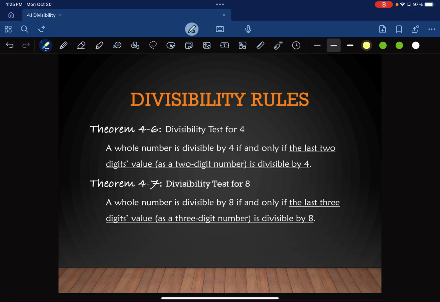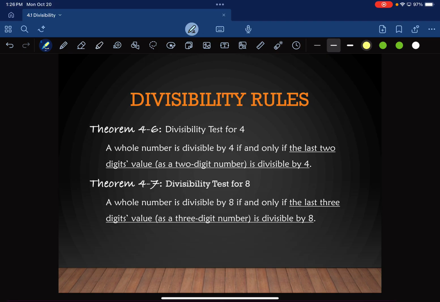In order to decide if a number is divisible by 4, instead of looking at just the last digit, like we did for 2s, 5s, and 10s, we look at the last 2 digits as a 2-digit number. So if it ends in 34, if it ends in 27, if it ends in 16, whatever those last 2 digits are, we consider that as a 2-digit number. And if it's divisible by 4, then the original number, no matter how big and ugly it is, also going to be divisible by 4.